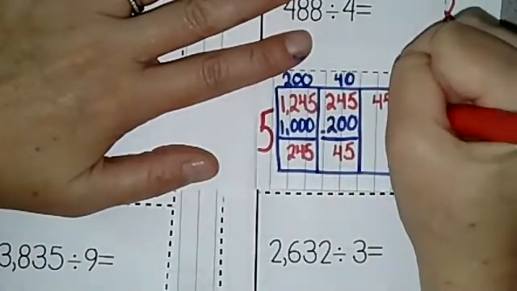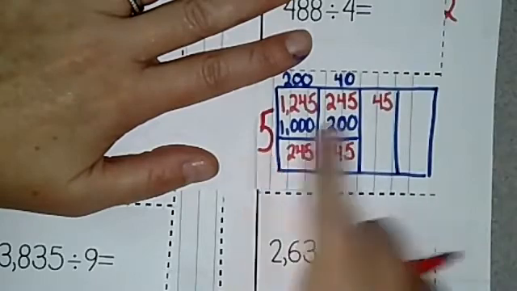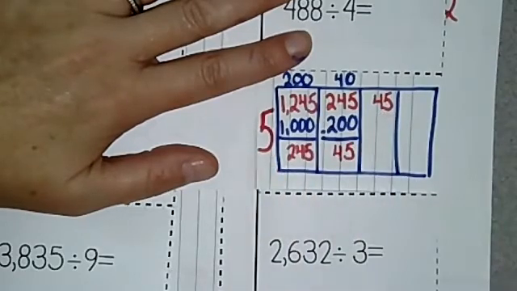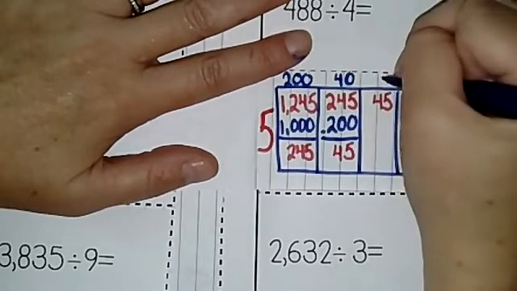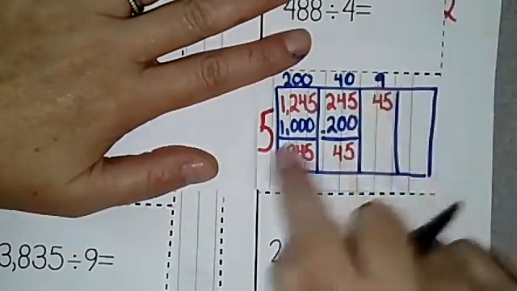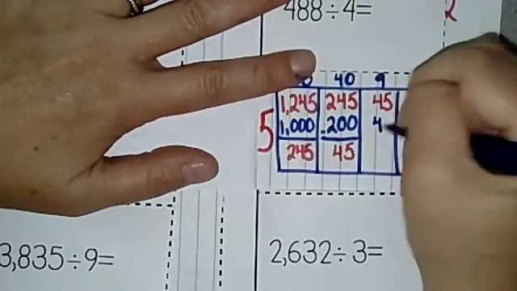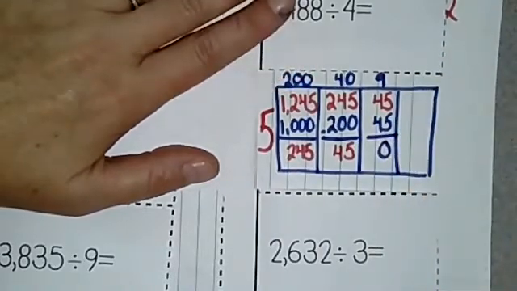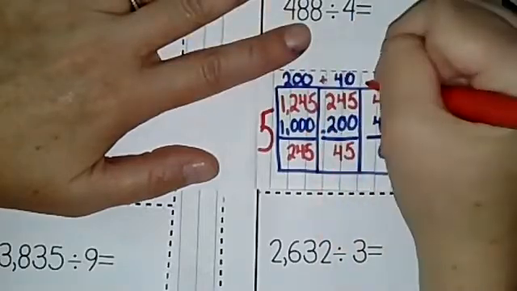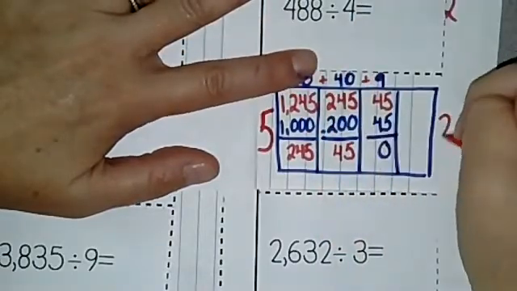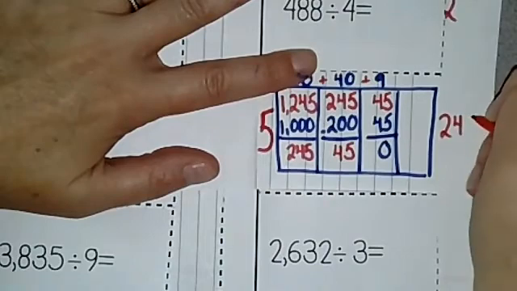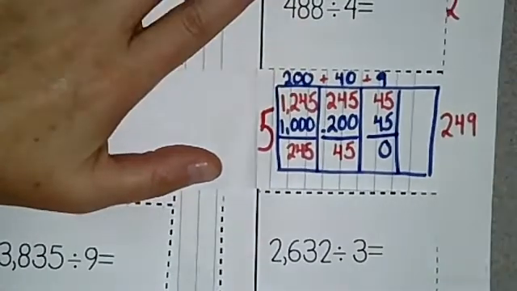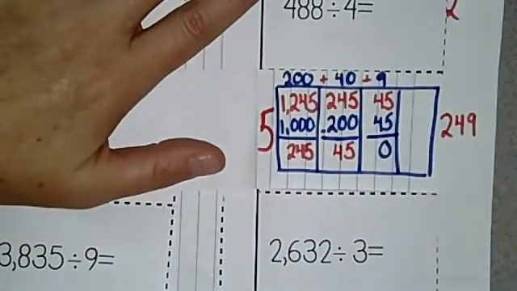All right. What number times 5 will give you 45? Aurora, put your 9 here. 9 times 5 is 45. And when you subtract, you get a 0. So 200 plus 40 plus 9 gives you 249 as your answer. Capiche?